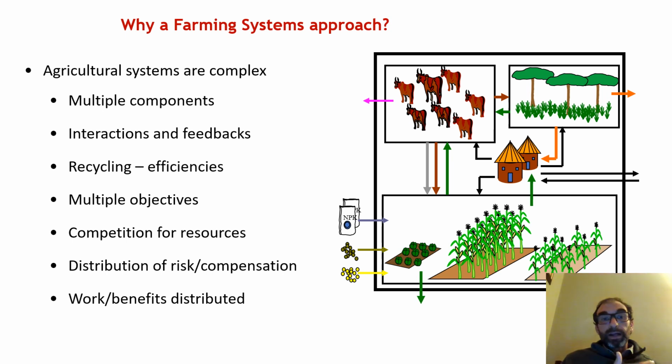Now, these systems often have competition for resources. When you have one economic resource, like a dollar for investment, you will need to decide in which component to invest this resource. They also use these different components and this diversity within the farming systems to distribute risk and compensate for losses in one or another component. And these systems are complex because the work of the different household members is distributed over the different components, as well as the benefits. So we need to adopt a farming systems perspective to understand what is the real place for conservation agricultural alternatives within the context of mixed farming systems.